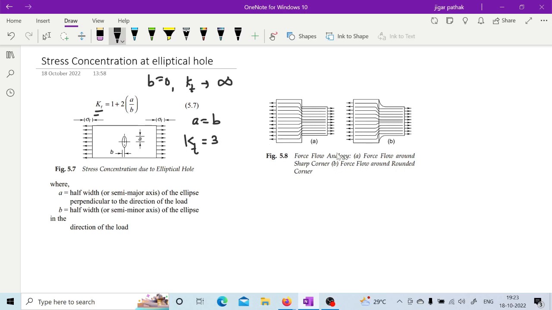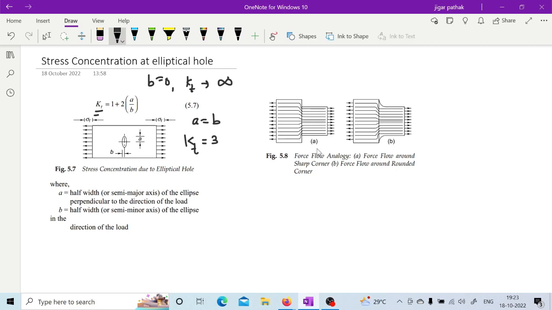And here, to understand this stress concentration, the fluid flow analogy is taken, right? As if we assume that fluid is passing through a channel, then it will have this kind of flow lines. Similarly, we consider that stress is also flowing, right?